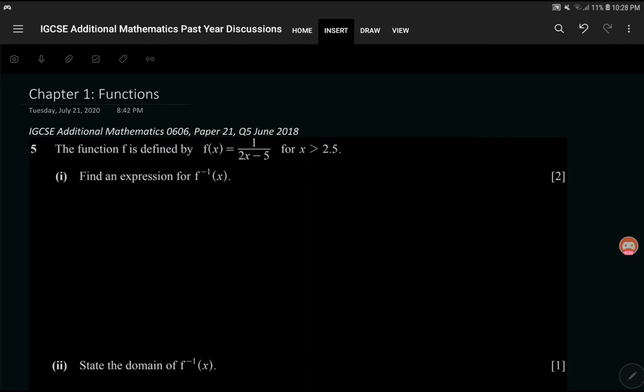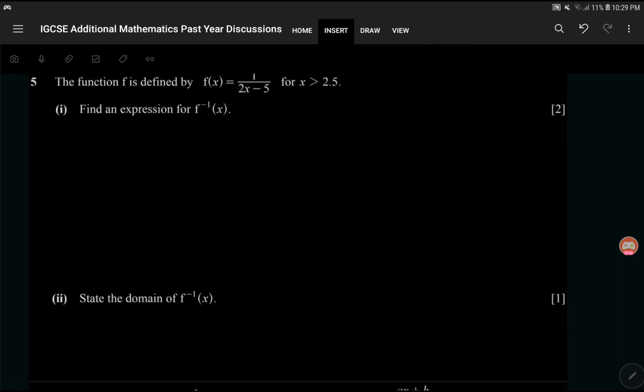Alright, so for the first video, I will discuss selected questions related to the first chapter of the syllabus, that is functions. I select two questions. One is from June 2018 and the other one is from November 2019. So we see the first one, which was taken from June 2018, paper 2-1, question number 5.